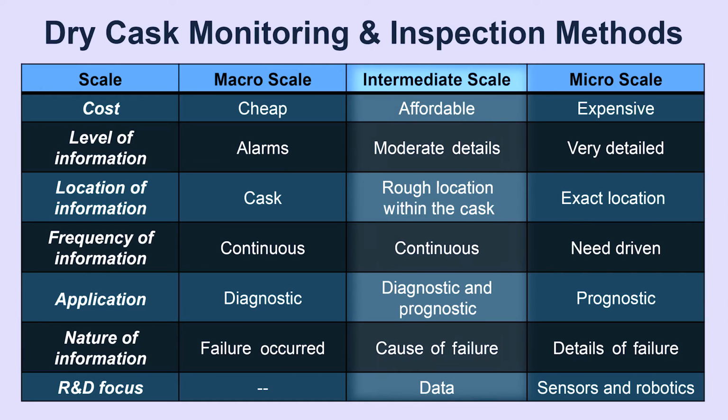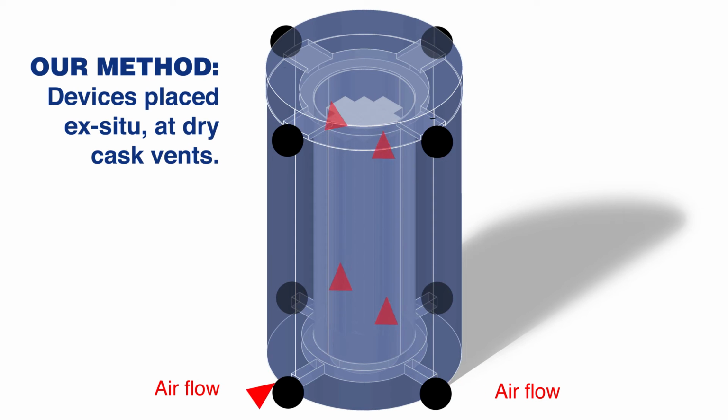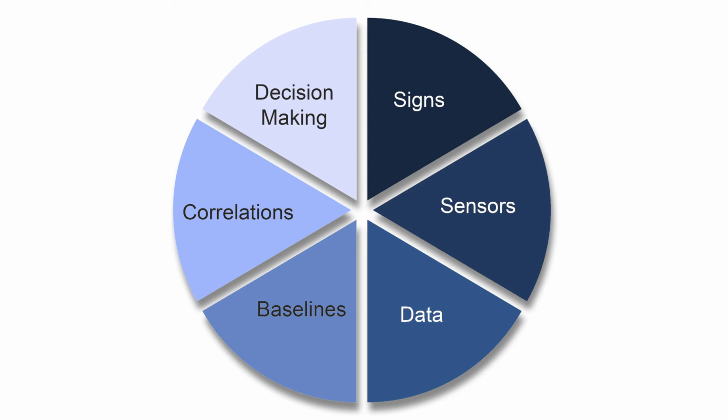Our method is an intermediate scale method that is affordable and easy to implement, yet provides data that could become a crucial key in determining the condition of the dry cask. In our approach, we are using a suite of sensors at the dry cask vents. The sensor selection is dependent on the signs we expect to detect at the dry cask vents if there is an abnormality.